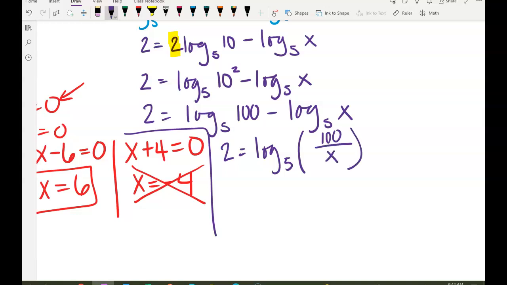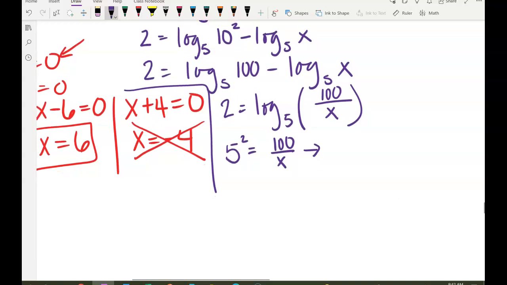So 2 equals log base 5 of 100 divided by x. Now we condense it down to 1 log. We can't drop log base 5. Now what? Exponential. 5 to the what? Second equals 100 over x. 5 to the second is 25.